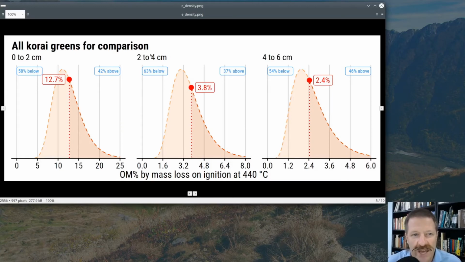And if we look at it at the 2 to 4 centimeter depth, the average is 3.8% for the most recent data, and this would put it in the 63rd percentile at that depth. So that's what that is showing.